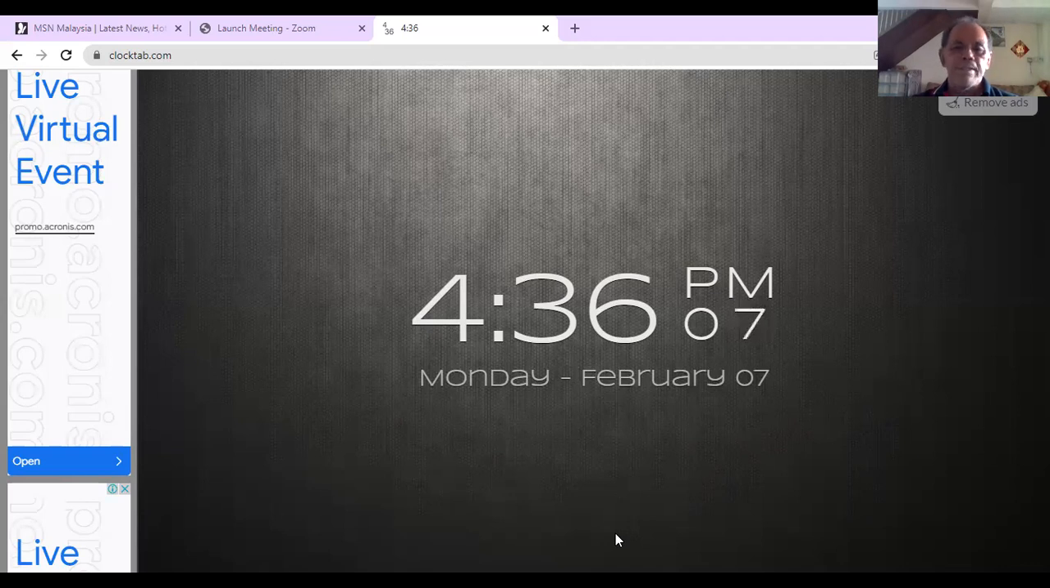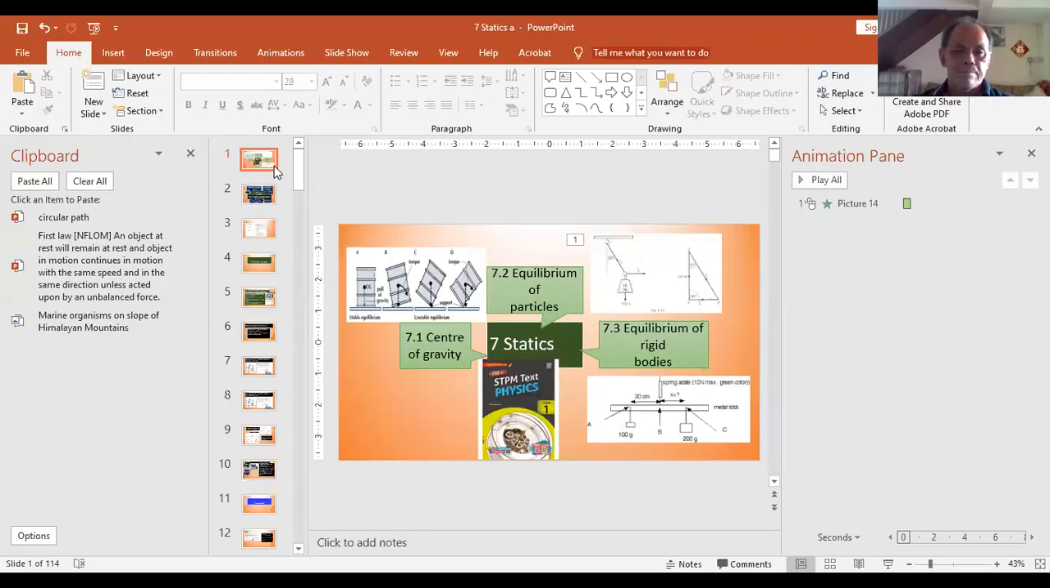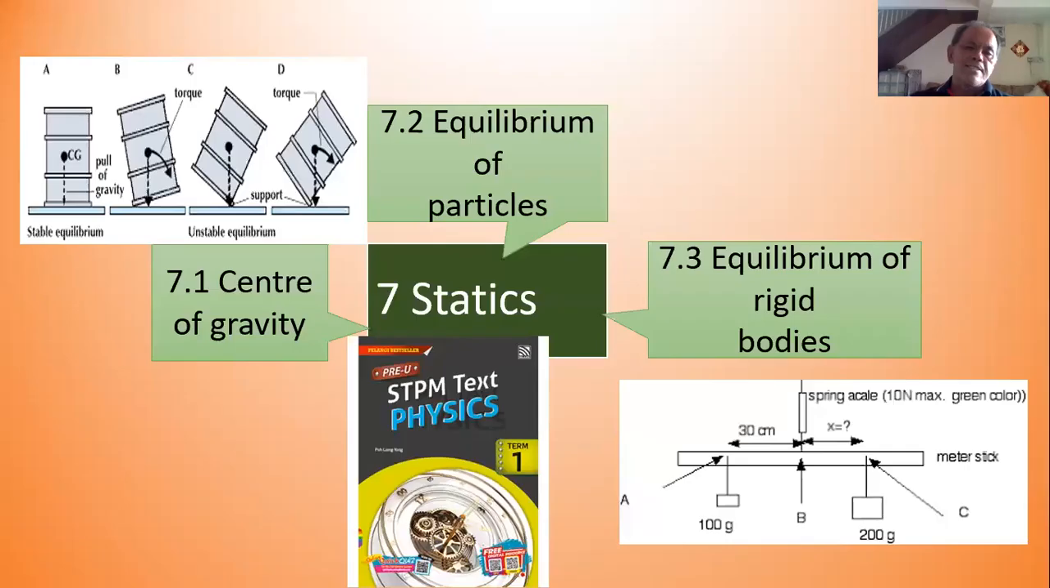Let's go to the topic. This topic is statics, chapter 7. The notes can be found in this book.